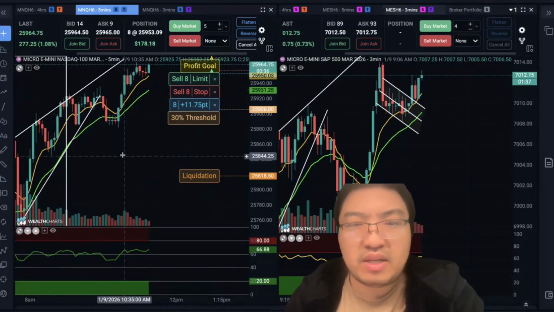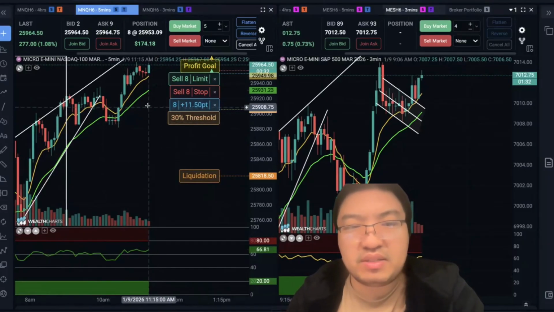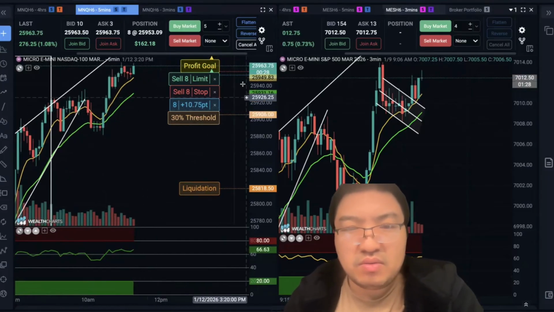Yeah, just set a take profit right there. This is another stretch. It could be bigger. It could be smaller. I don't know. This is 30% threshold.